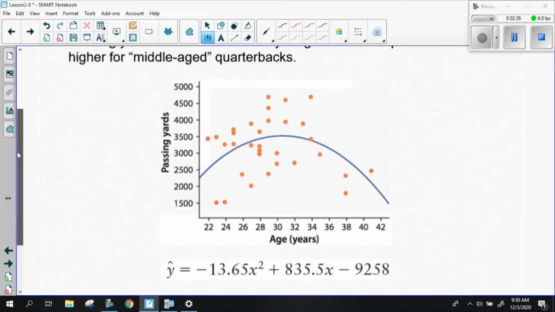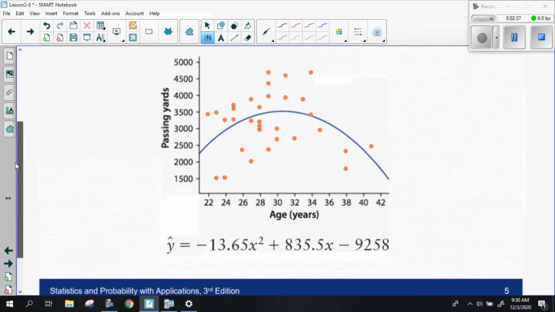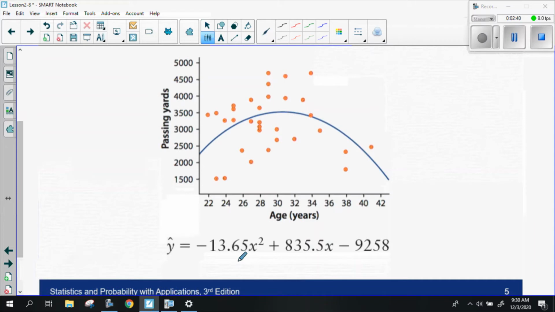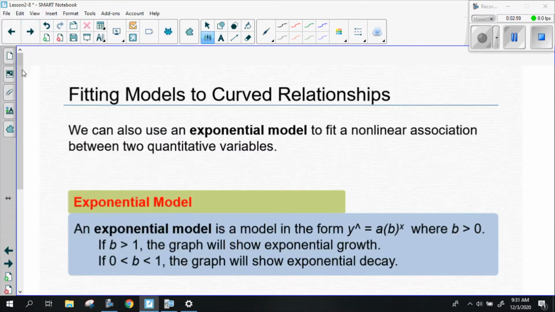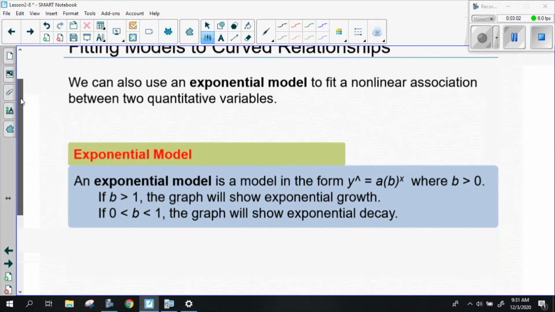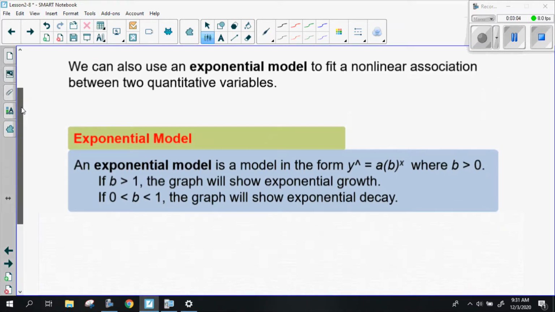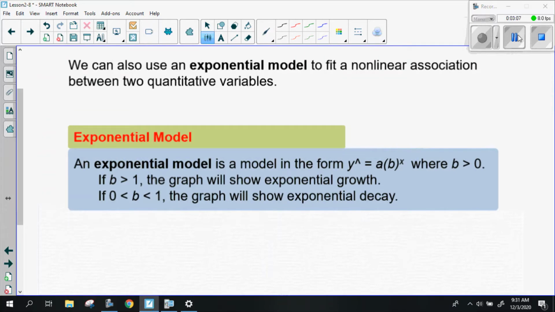They also chose to use a quadratic model for this as well. And this is what the model looks like, the equation. And you'll see this is your A, and then here you have B, and then you have C. And we'll figure out how to get all of these things to get output from our calculator. So the next type of model that we'll look at is an exponential model. And we'll get right to it right now.